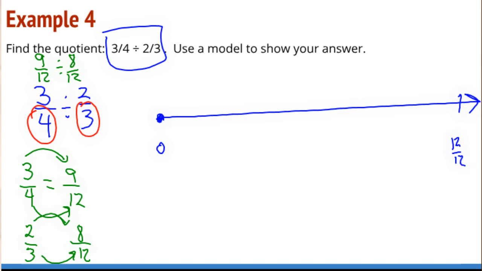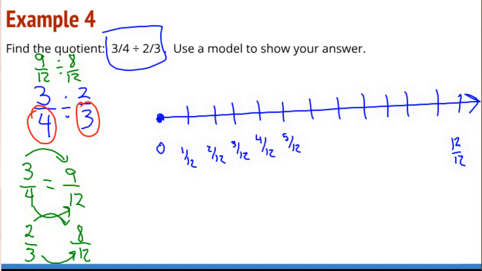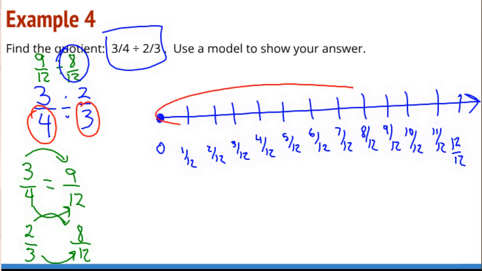And I've got 1, 2, 3, 4, 5, 6, 7, 8, 9, 10, 11. So 1/12, 2/12, 3/12, 4/12, 5/12, 6/12, 7/12, 8/12, 9/12, 10/12, and 11/12. And I am counting up how many groups of 8/12 I can make. So here is 8/12, so I've got one group.